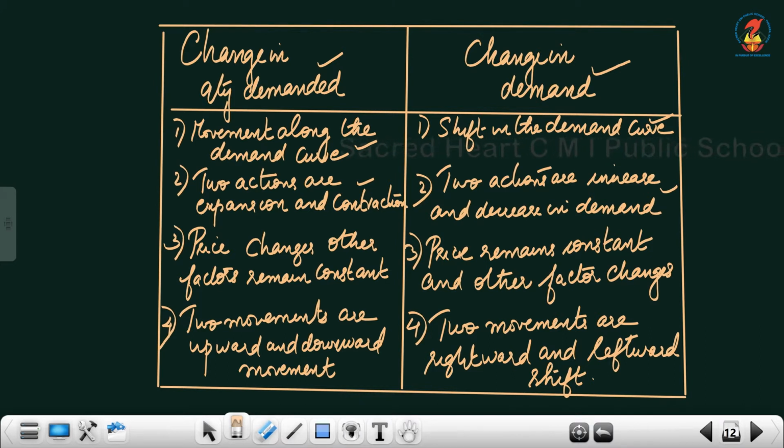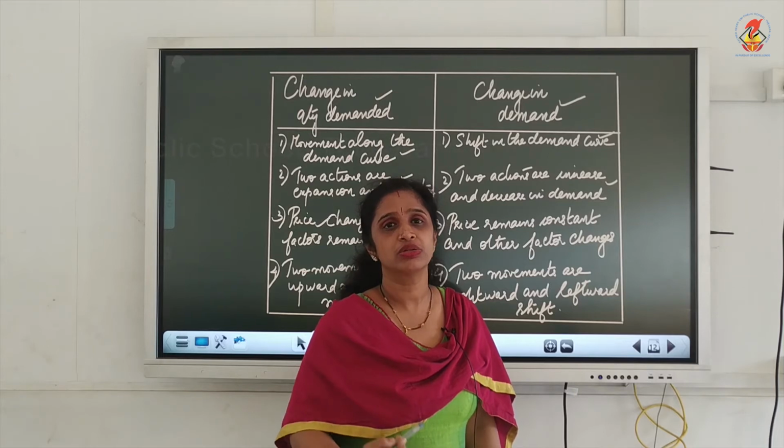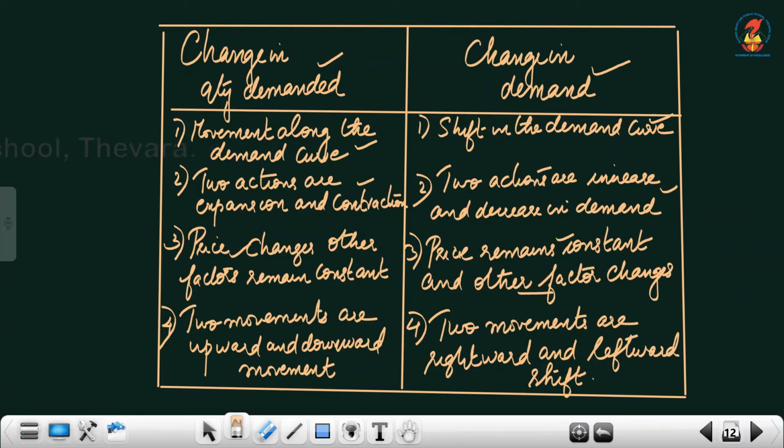In change in quantity demanded, price changes, other factors remain constant. Which are the other factors? Price of related goods, taste and preference, income, season, all those things. But in change in demand, price remains constant, other factors will change. Just opposite of what is happening in change in quantity demanded. In change in quantity demanded, the two movements are upward and downward movement. But whereas in change in demand, the two movements are rightward and leftward shift. So these are the basic differences between change in quantity demanded and change in demand.